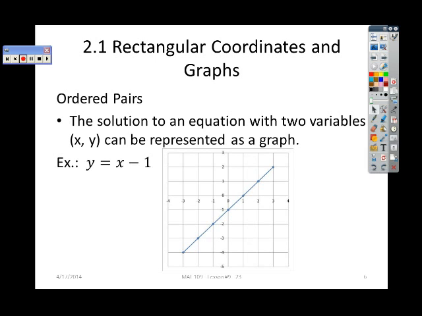Straight line, you can always tell it's a straight line because your x and y are both to the first power. Anytime both of them are the first power, it's a straight line. Linear equation.